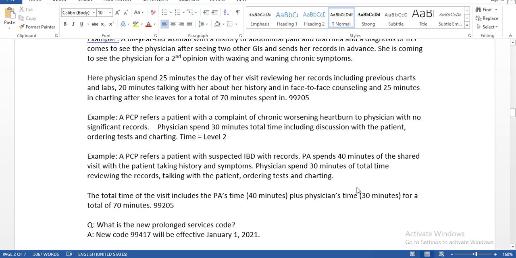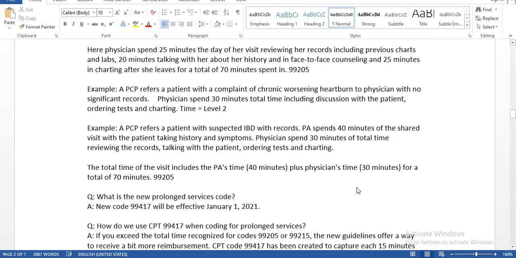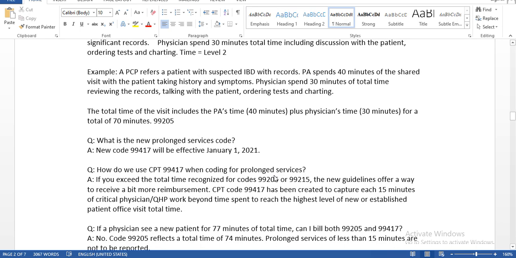So a second example: a PCP refers a patient with a complaint of chronic worsening heartburn to a physician with no significant records. The physician spent 30 minutes total time, including discussing with the patient, ordering tests and charting. Here the time equals level 2, as it is 30 minutes.